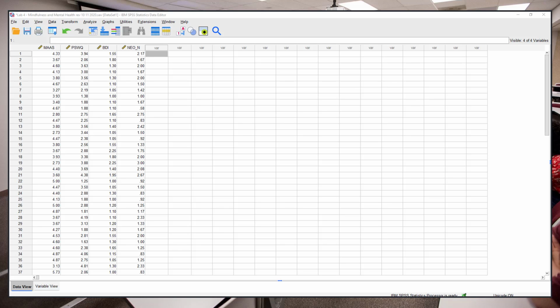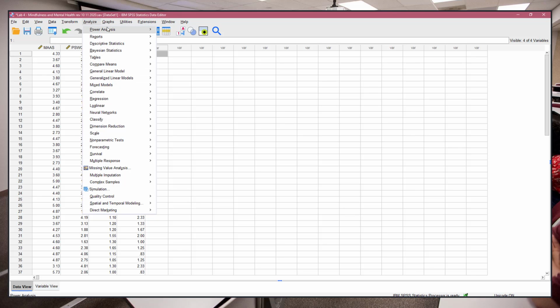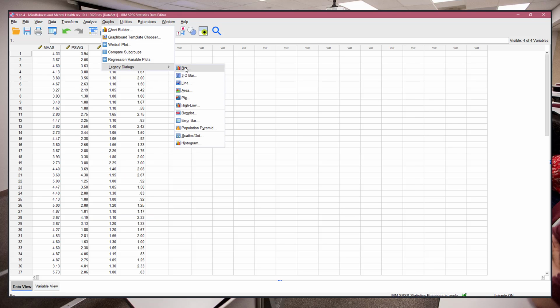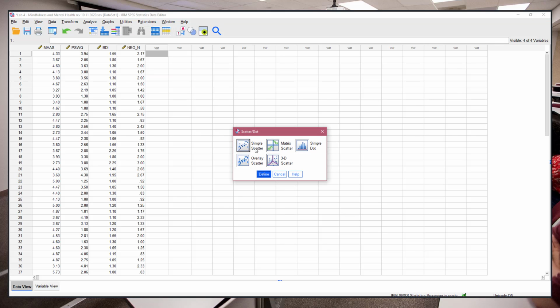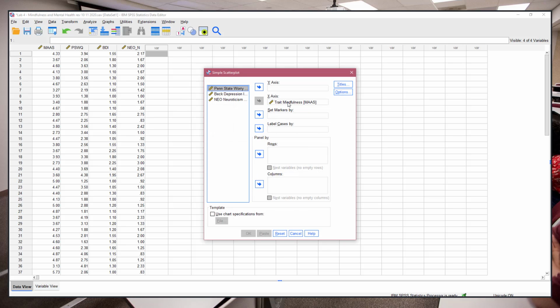So the first assumption is that there is a linear relationship between the two variables. To test that, I'm going to do a simple scatter plot. We go to Graphs, Legacy Dialogues, then Scatter Dot, Simple Scatter, and then click Define. We have trait mindfulness as our predictor on the x-axis, and what we're trying to predict is neuroticism, so we put that on the y-axis. It's as simple as that.